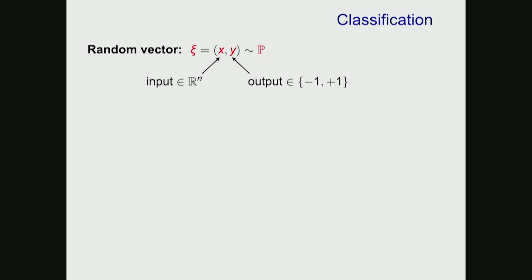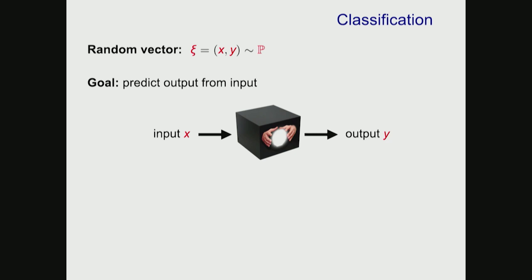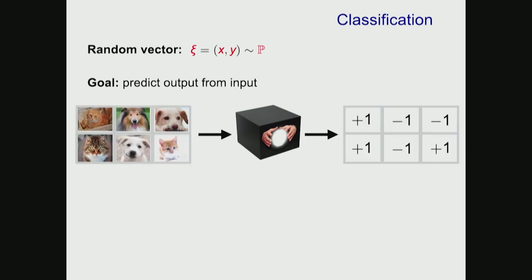We can apply these techniques to classification problems where we would like to predict a binary output from a continuous input. Let's denote by xi the combination of the input x and the output y. Let's assume it follows a distribution P. You can think of the problem where you have a bunch of digital images that show cats and dogs. The input is a high-dimensional vector of RGB values. And the output is a label that is equal to +1 if the image shows a cat and -1 if it shows a dog.